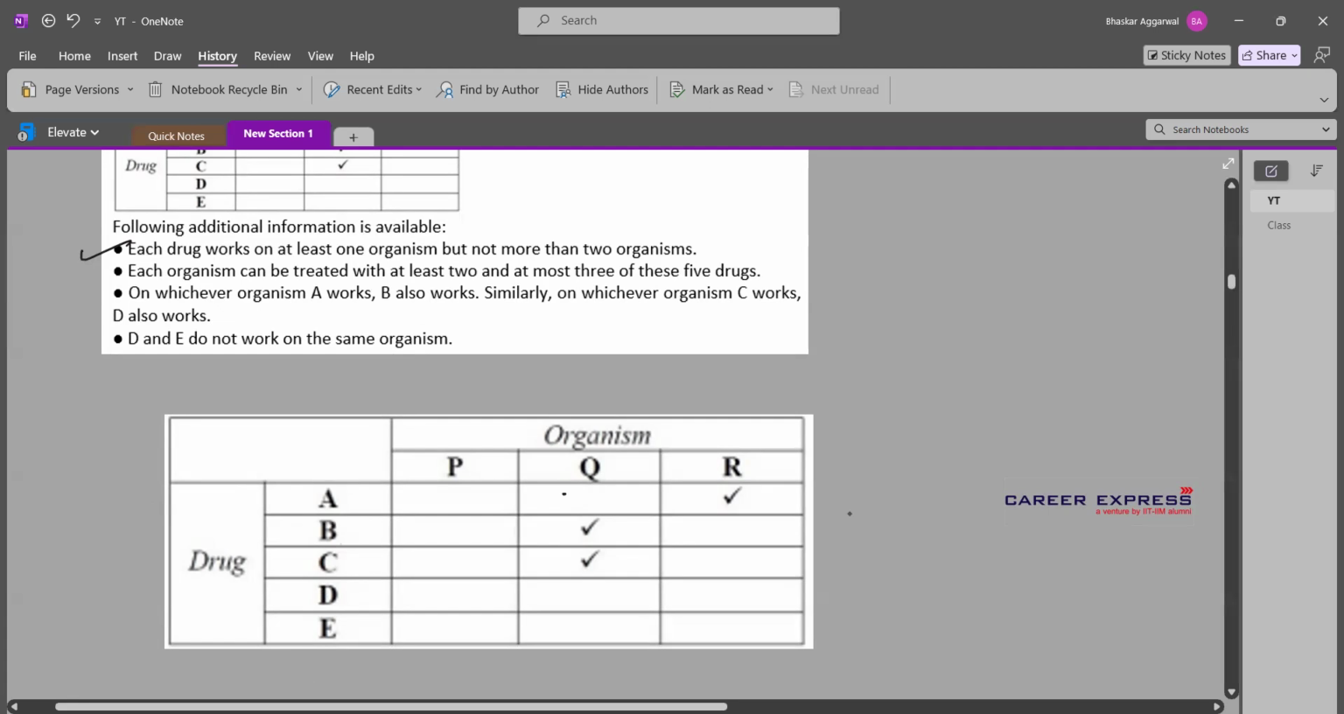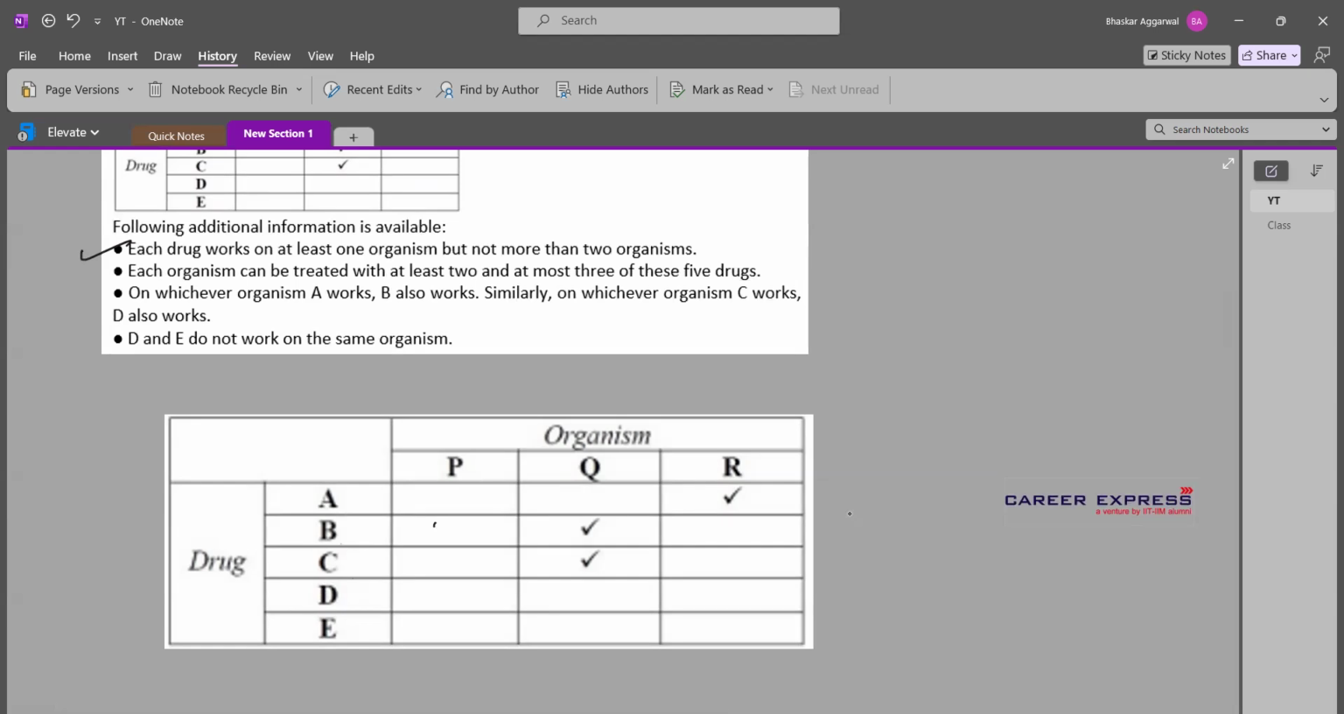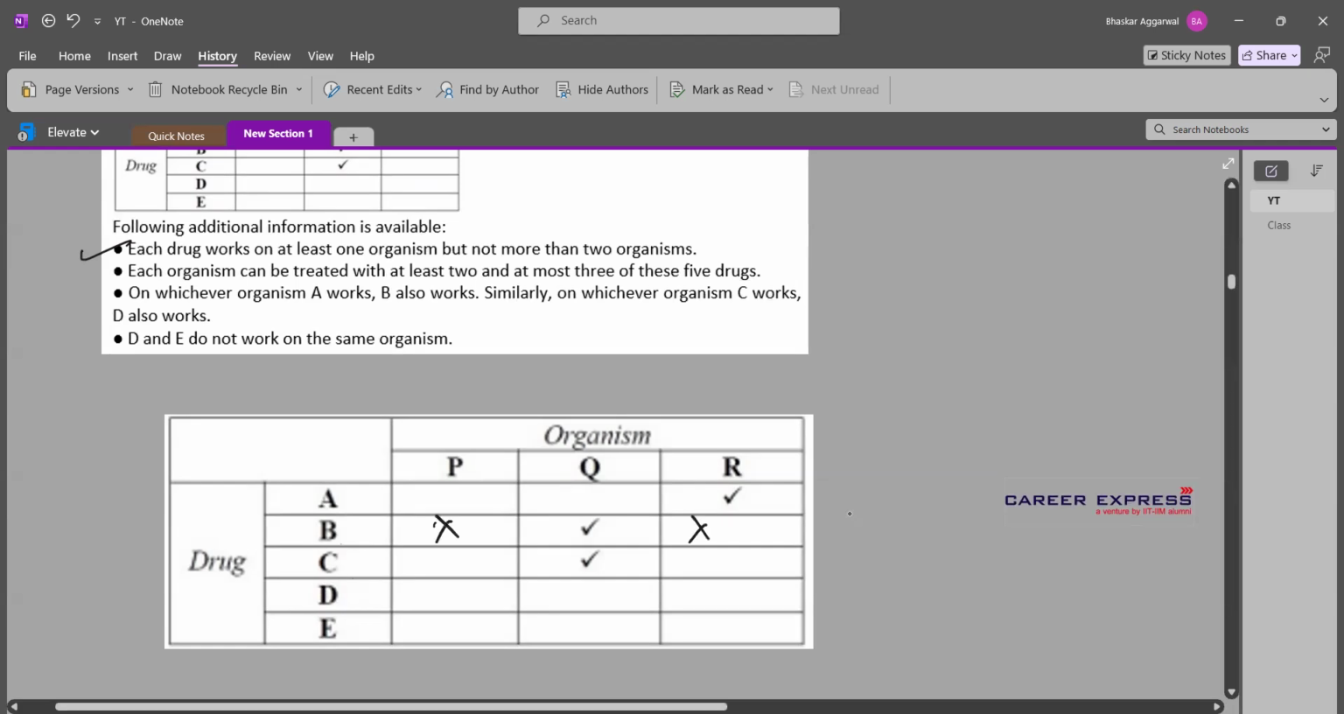Similarly, drug B has already worked on Q and C also has worked on Q. They may not work on both P and R. So they will work only on one of P or R, or they may not work on both P and R. So it could be both crosses, or it could be one tick and one cross. So in one row, we cannot have 3 ticks. It could be one tick or 2 ticks. So that is the meaning of first line.